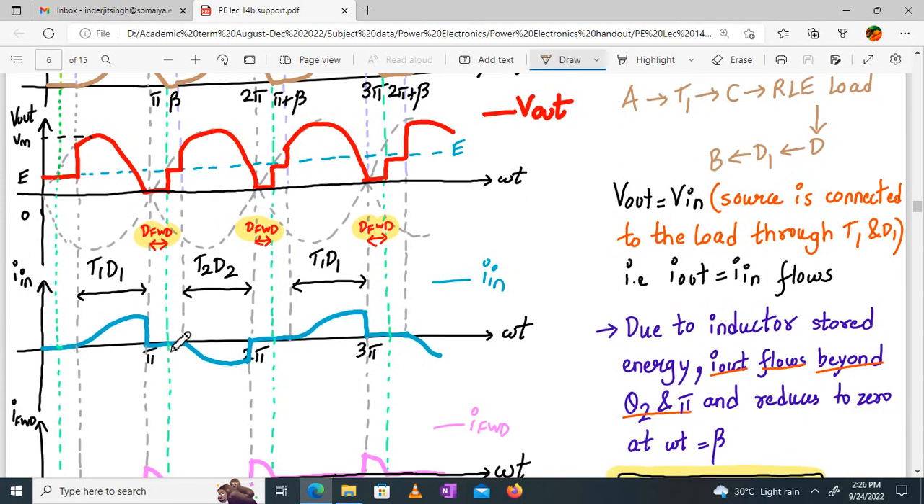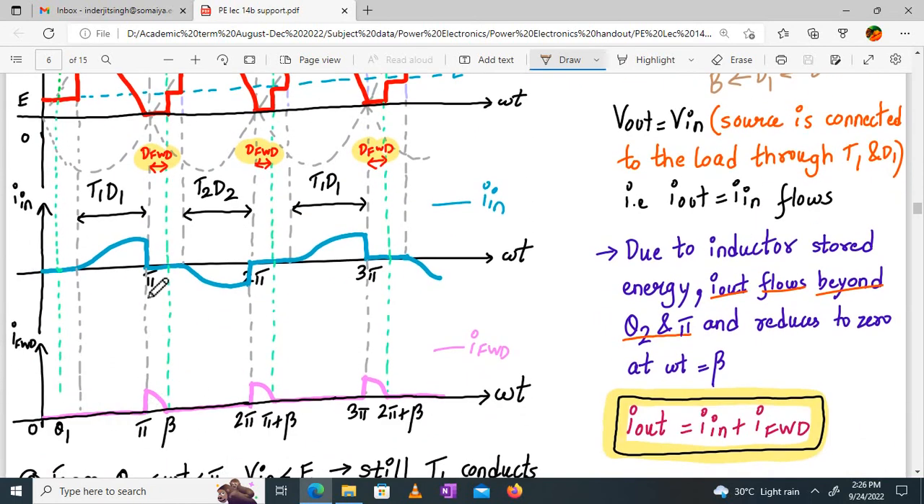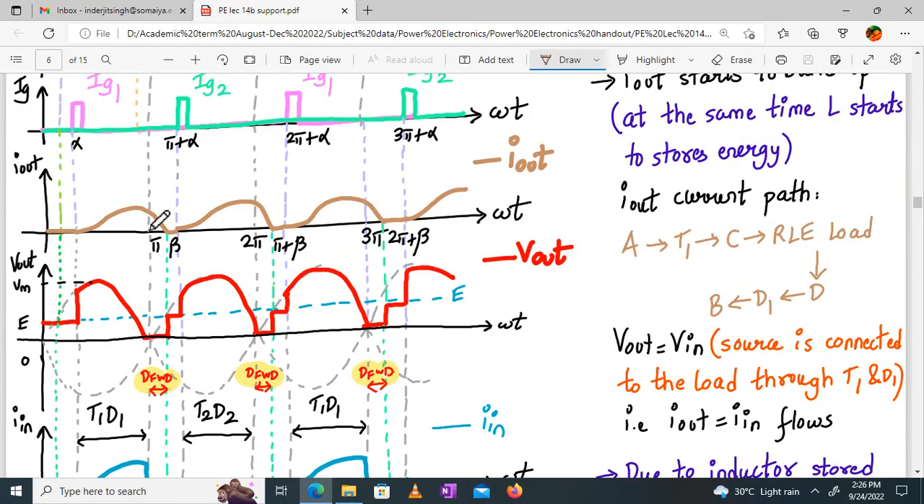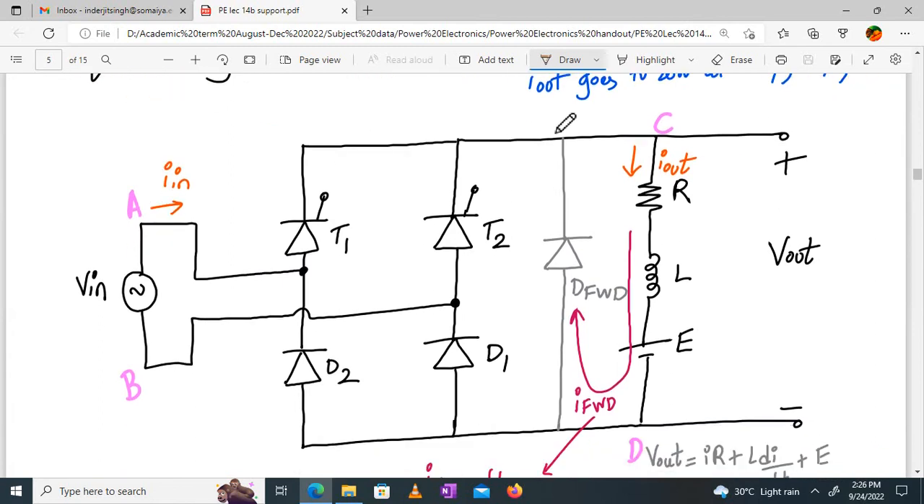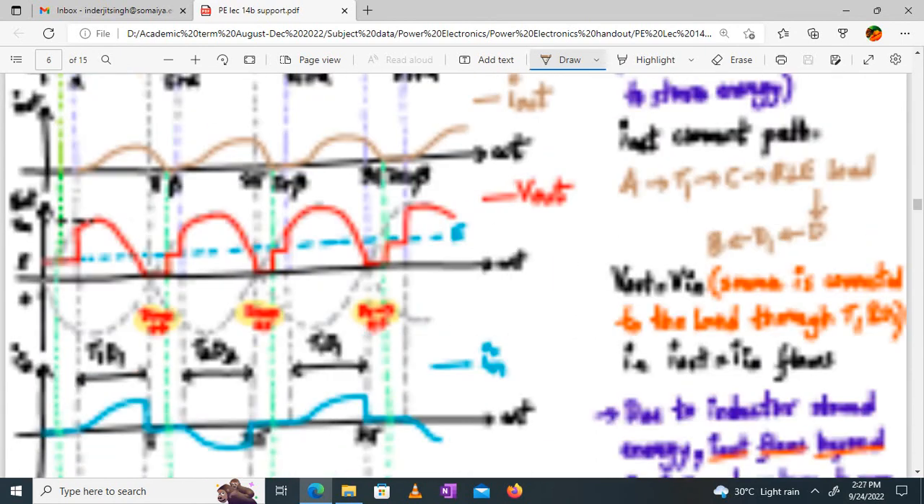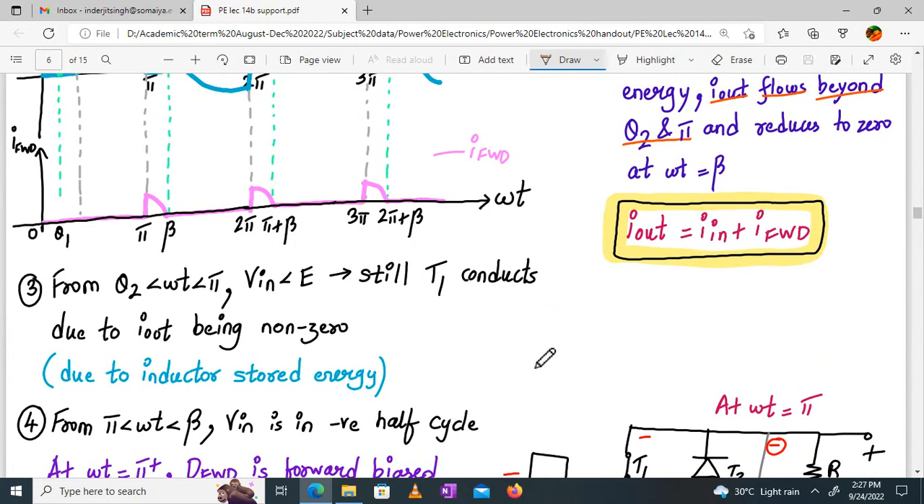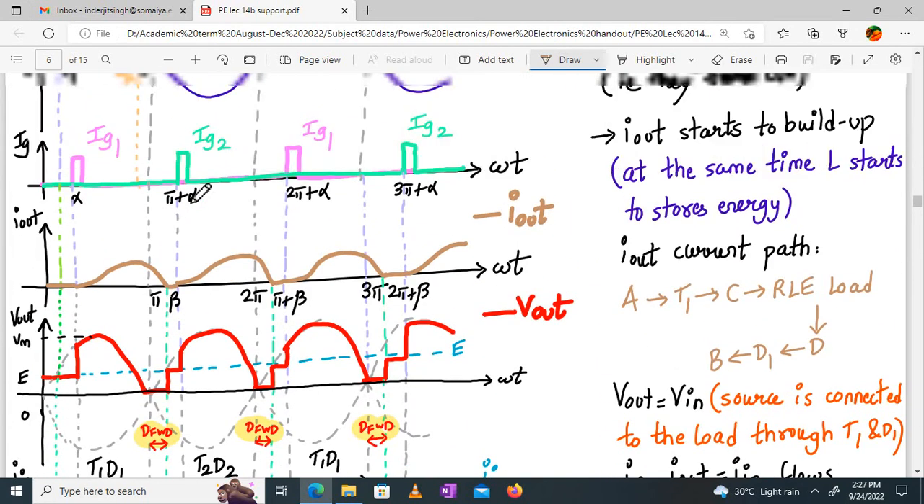Now in this period, your I in current will be 0, and you can see from pi to beta, the freewheeling diode current flows. So if I combine I in and the freewheeling diode current, it will be I out only, right? This you can easily prove over here. Here we have incoming current as I in plus the freewheeling diode current, which is equal to the outgoing current I out. So I out is actually I in plus I FWD. That's what we have written over here. Here it is, right? Now, till pi plus alpha, what happens? Now we are checking the working from pi plus alpha to 2 pi.